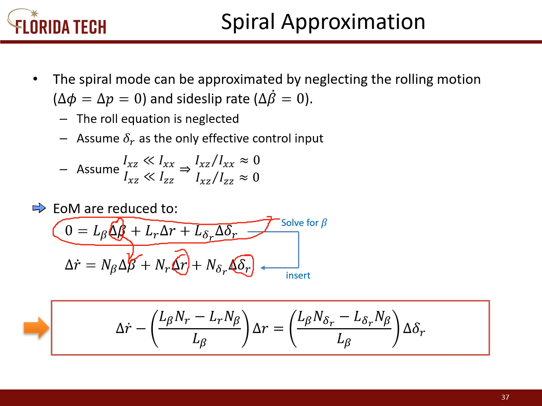This is actually the forcing function, but sorry, this would go on the other side of the equation. So I would have a nice homogeneous equation here, and then here's my forcing function over here. So that's the spiral approximation.